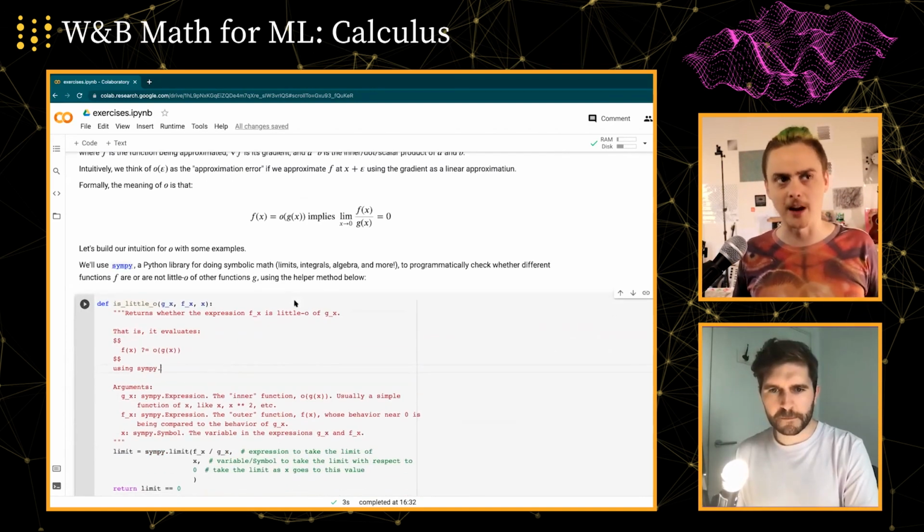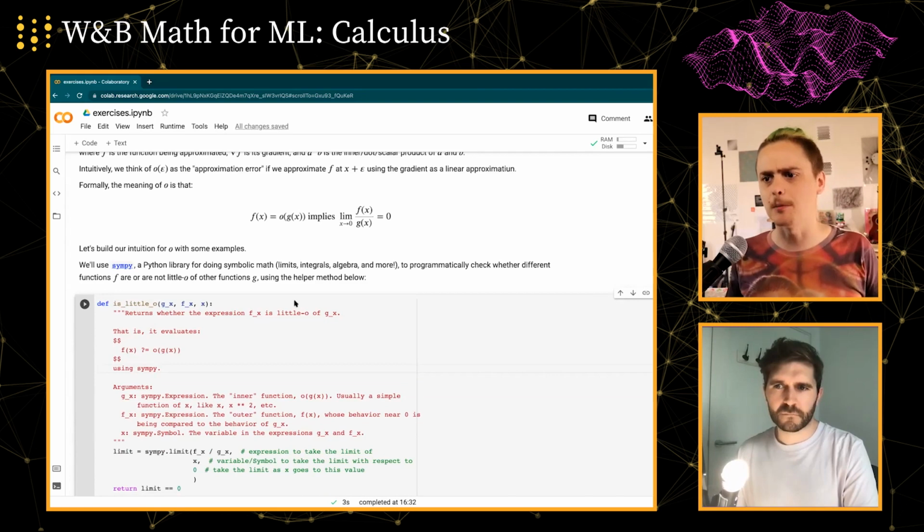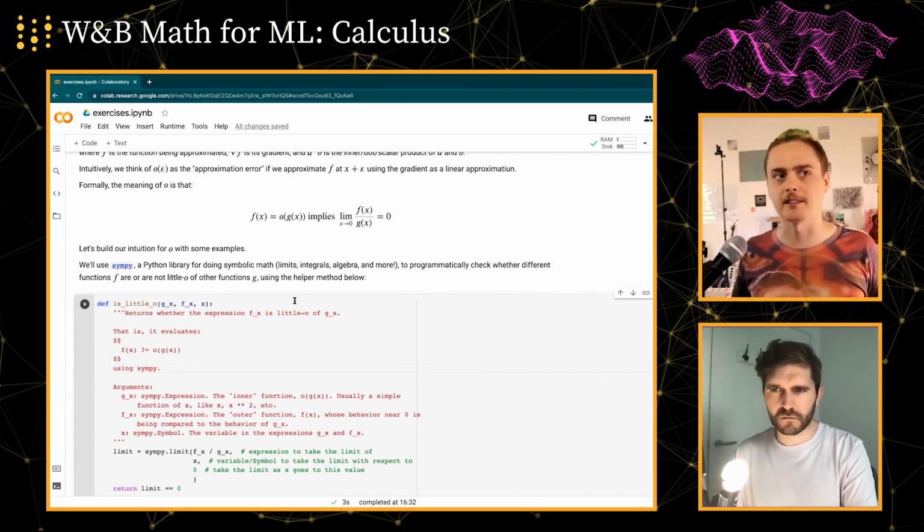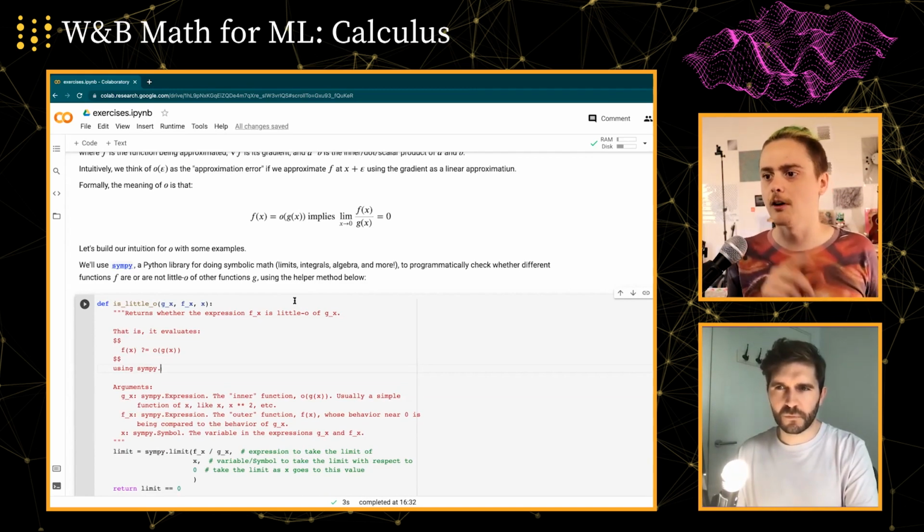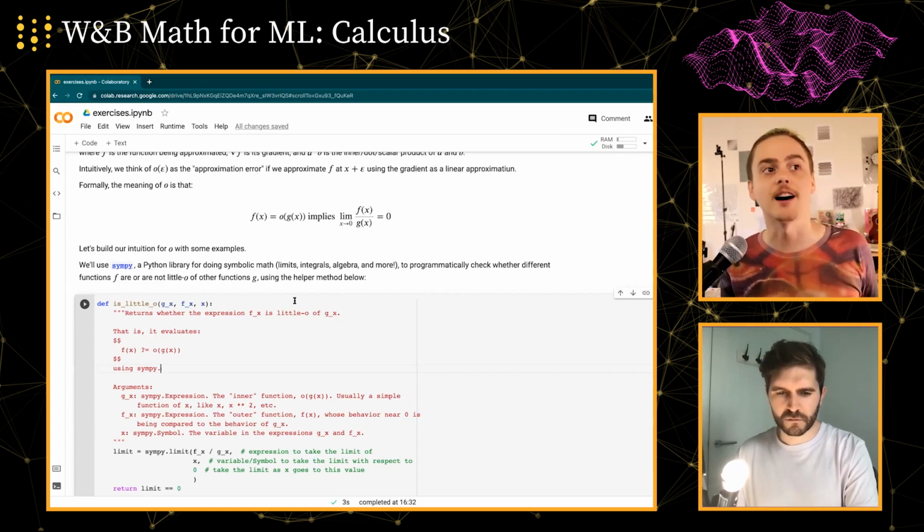You might have seen big O notation, especially people who have an engineering or physics background will have seen a version of this big O notation that's like a greater than or equal to. It says that the limit as x goes to 0 of f of x over g of x is not infinite, basically. It's either like 0 or a constant.